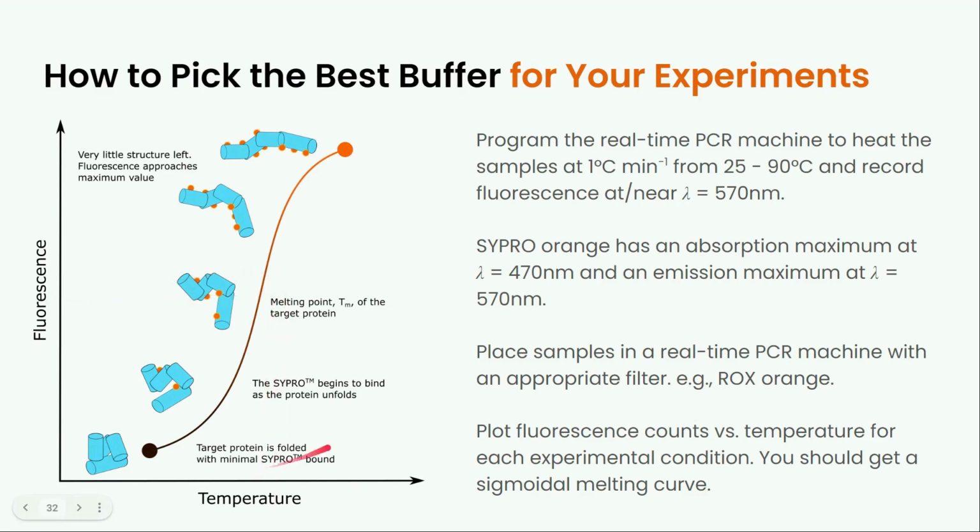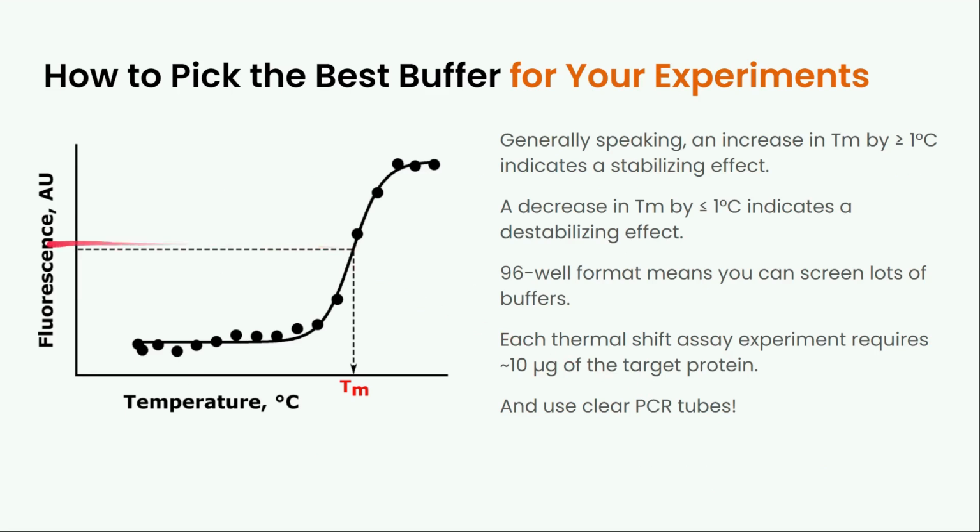And the melting point will simply be the midpoint of this sigmoid here. So practically, you program your real-time PCR machine to heat the samples at about 1 degree a minute from 25 through 90 degrees and record fluorescence at or near 570 nanometers. And you do that because SYPRO Orange absorbs at 470 nanometers and emits at 570 nanometers. So you place your samples in the real-time PCR machine, equip it with an appropriate filter such as ROX, and you press go. And you plot fluorescence counts versus temperature for each experimental condition, and you should get a sigmoidal curve that looks something like this.